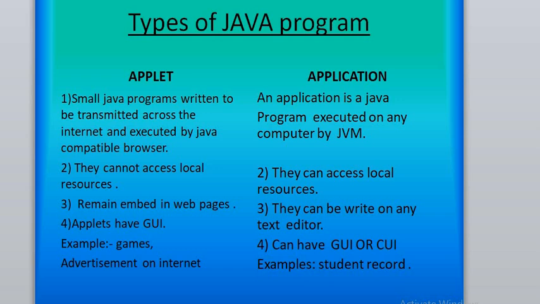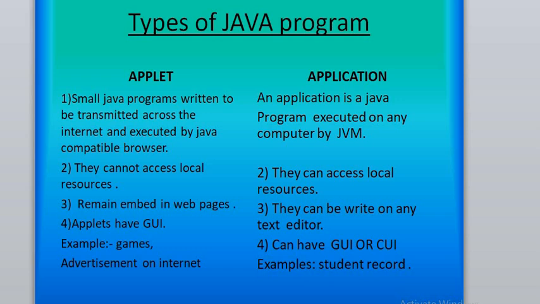The definition says an application is a Java program executed on any computer by the JVM. The full form of JVM is Java Virtual Machine, and what this is you will learn in the further slides. But simply understand that any Java program which you write is known as an application.